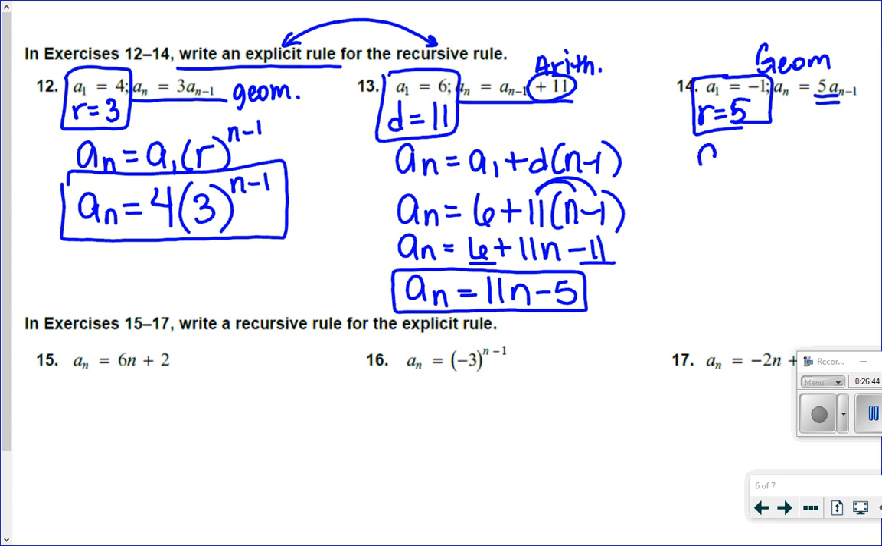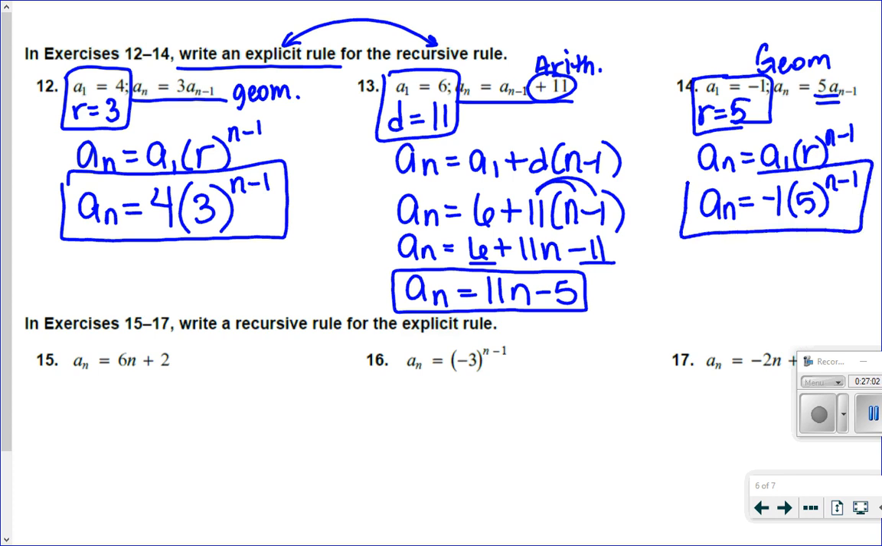And I can use that to write this explicit formula by just filling in the first term, which happens to be a negative 1, and the R value. That's it. There is our explicit formula for that geometric function.